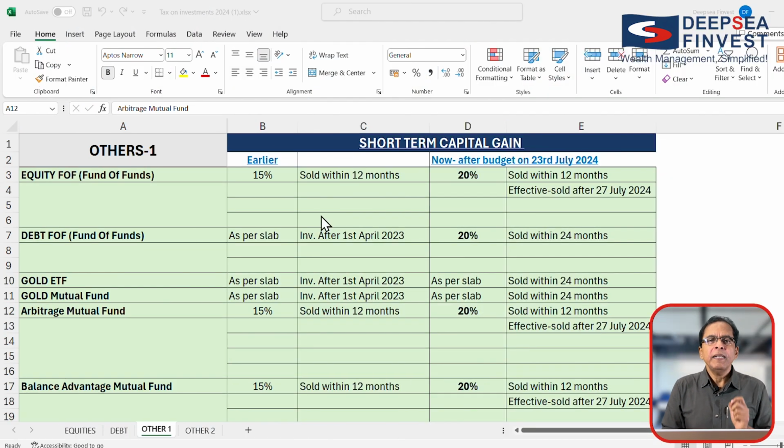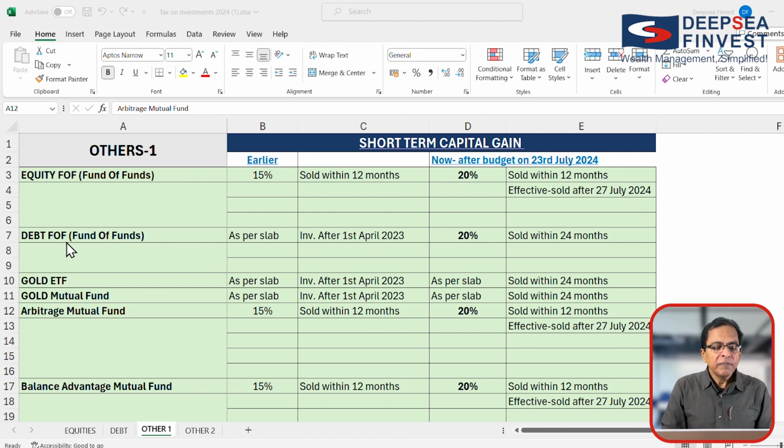After covering equity mutual funds and debt mutual funds, now we move to the other investment options. They are not very popular, but they are very important. Now coming back to our Excel sheet, there is equity FOF, which is equity fund of funds. These mutual funds invest in other mutual funds to generate returns. Before the budget, these funds were taxed at the rate of 15% if sold within 12 months. Now the percentage has increased to 20% if sold within 12 months. This is effective from 27 July 2024.